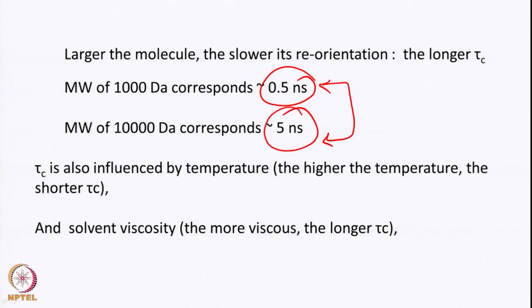If you keep increasing the viscosity of the solvent, now small molecules can also experience slower motion. So, the spectral density and its frequency dependence depend upon temperature and solvent viscosity, because more viscous means longer tau c. If you have a longer tau c, like we have for a larger molecule, spectral density decreases fast. Now, we have correlated the spectral density with the frequency as well as with the correlation time.